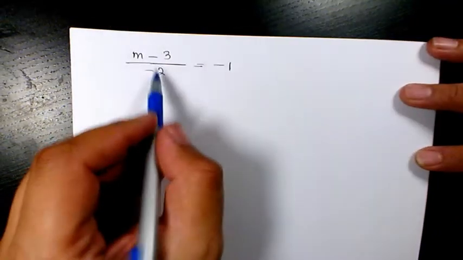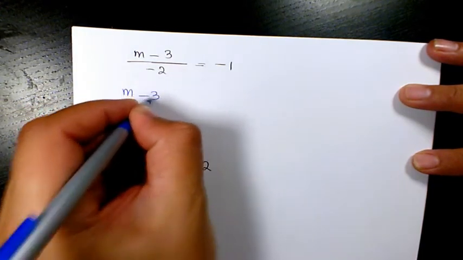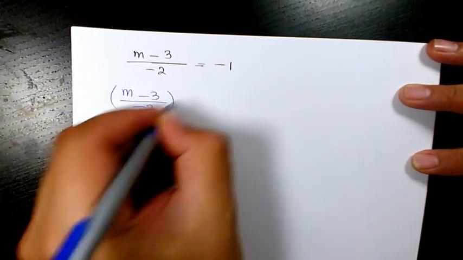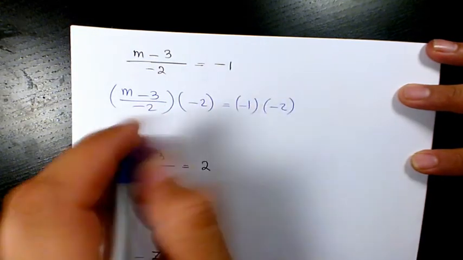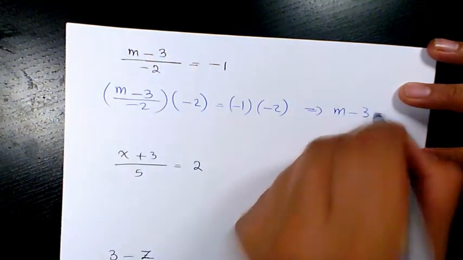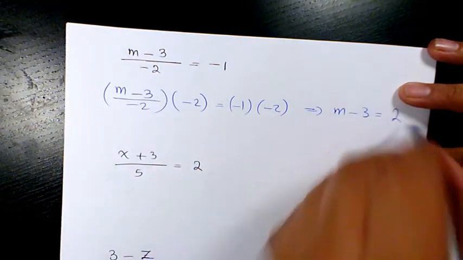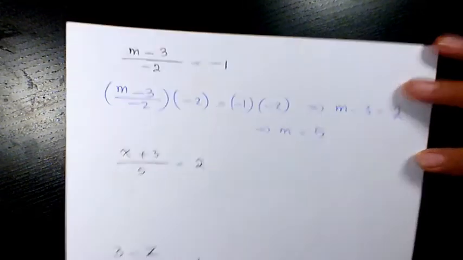m minus 3 divided by negative 2 equals to negative 1. So we have m minus 3 divided by negative 2 times negative 2 equals to negative 1 times negative 2. Negative 2 and negative 2 cancel out. We have m minus 3. Negative 1 times negative 2 is going to be 2. So m will be 2 plus 3, which is going to be 5.